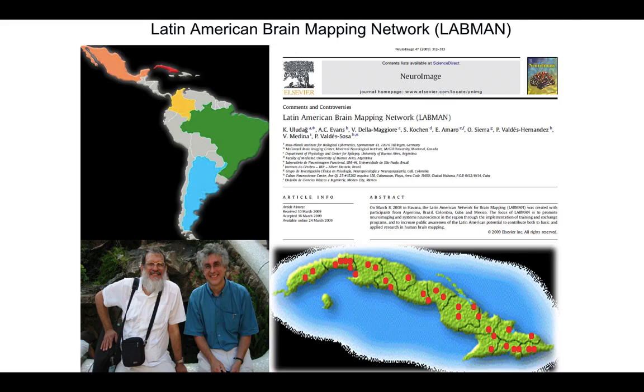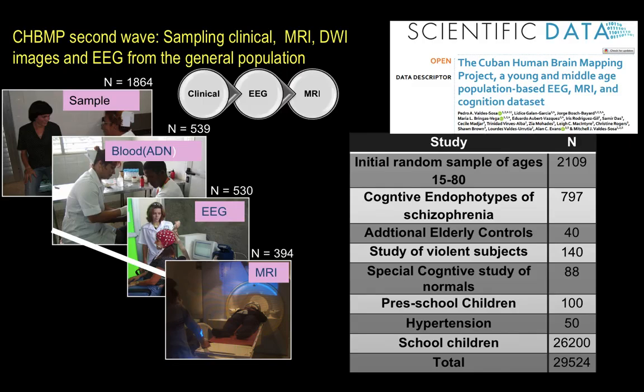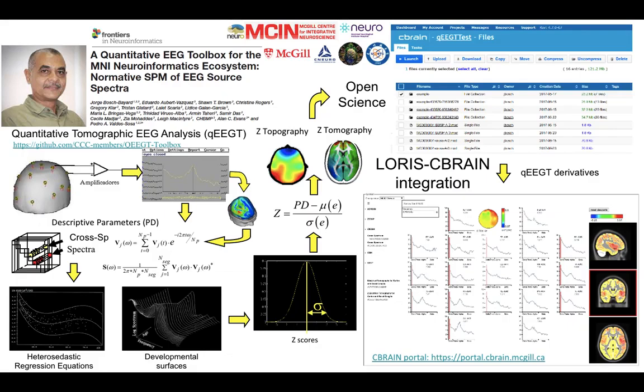The Cuban group have generated the Cuban Human Brain Mapping platform, and this is a deeply phenotyped sample of subjects who have behavioral, biospecimen, electrophysiology, and MRI information collected. And this dataset was published recently as an open database in Scientific Data.